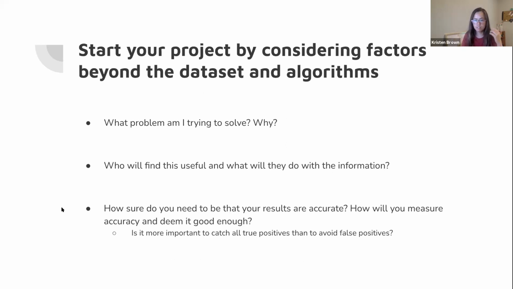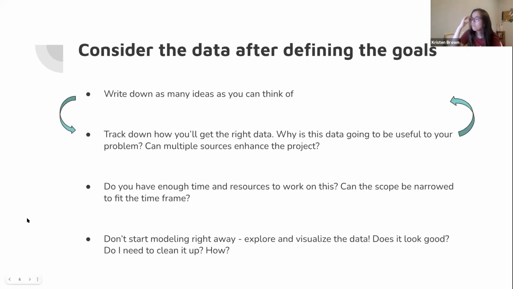These are the kinds of things you should be thinking about when you're thinking about your project. Given that, a good approach is to write down as many ideas as you can think of, and then look to your own community and the problems within it, or within other communities that you're familiar with. Then track down how you'll get the right data. Why is the data useful to your problem? And can you maybe use multiple sources of data? There may be multiple data sets that could contribute to solving your problem rather than just a singular data source.